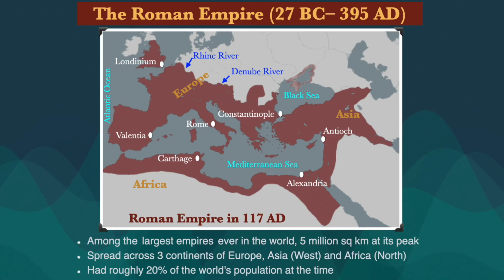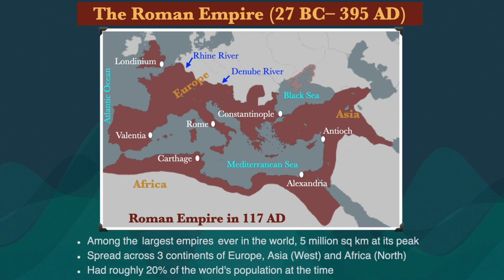The Roman Empire was established in 27 BC and it stayed in united form up to 395 AD. Augustus was the first emperor. The empire reached its territorial peak in the year 117 AD when it occupied an area of over 5 million square kilometers and it comprised 20% of the world's population.